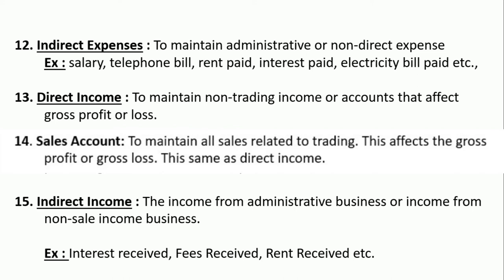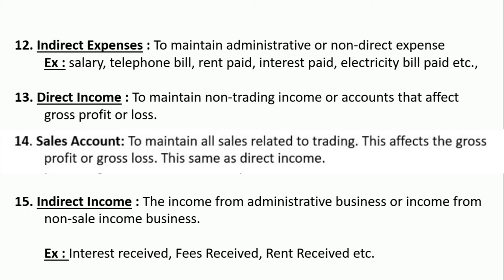Then the 13th one, direct income, to maintain non-trading income or accounts that affect gross profit or loss. Next, the 14th, that is sales account, to maintain all sales related to trading. It is the same as direct income. This affects the gross profit or gross loss.